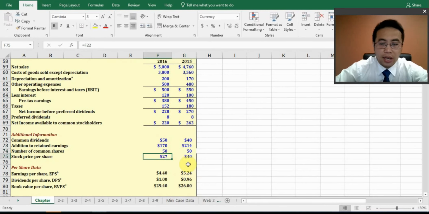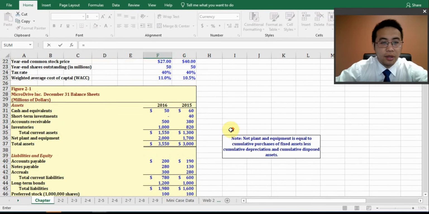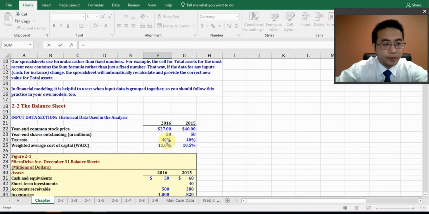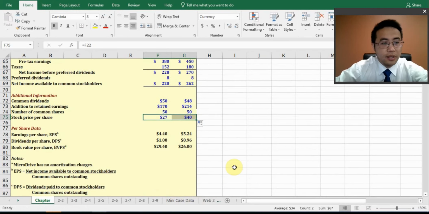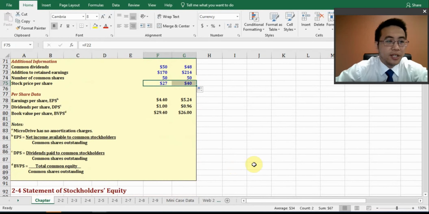And then drag this to the right, and it's linked to the given cell. And then for stock price, we do the same old trick again. Make it link to the stock price right here, 27, and then drag it to the right. All right, so now we need to do some calculations.